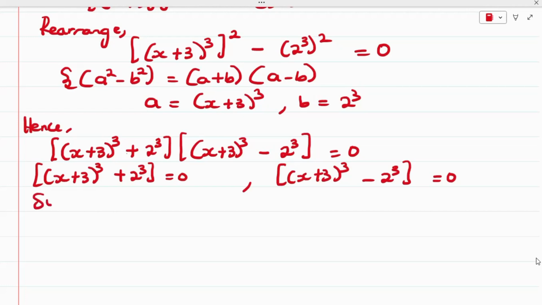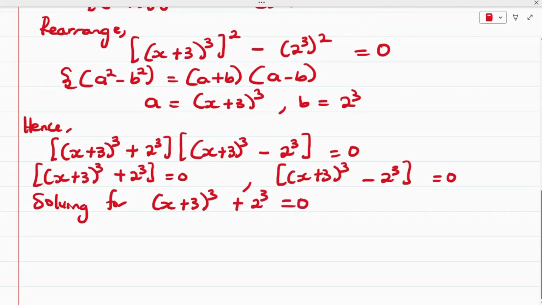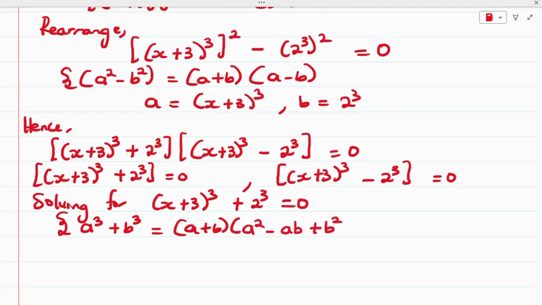So we're going to say solving for x plus 3 all raised to the power of 3 plus 2 raised to the power of 3 equals to 0. Alright, so we want to simply apply this property that says if we have a raised to the power of 3 plus b raised to the power of 3, this is equal to a plus b multiplied by a square minus ab plus what? B square. We want to apply this formula, and we have that a is equals to what? X plus 3 and b is equals to 2.